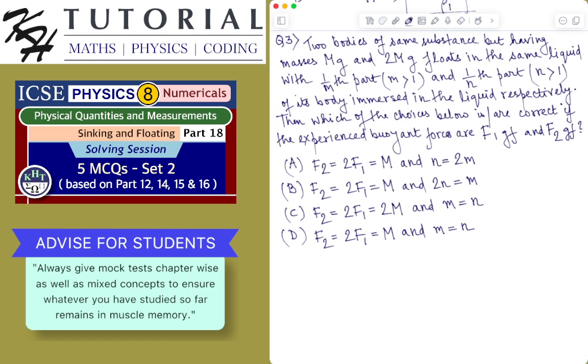It is also given that the first body is experiencing a buoyant force of F1 gram force and the second body is experiencing a buoyant force of F2 gram force. And both the bodies are floating in the same liquid.